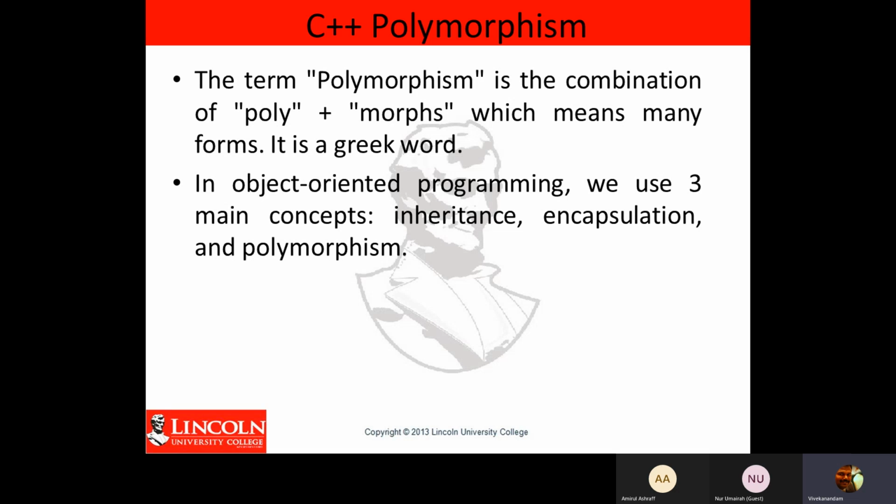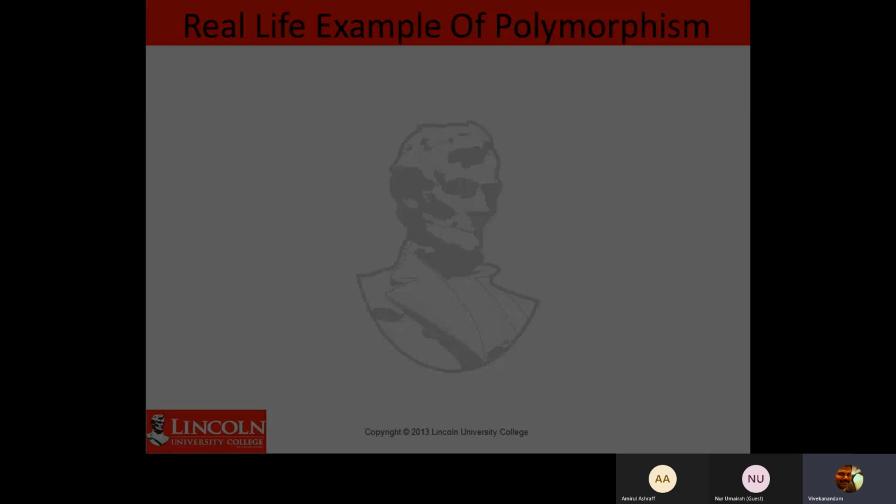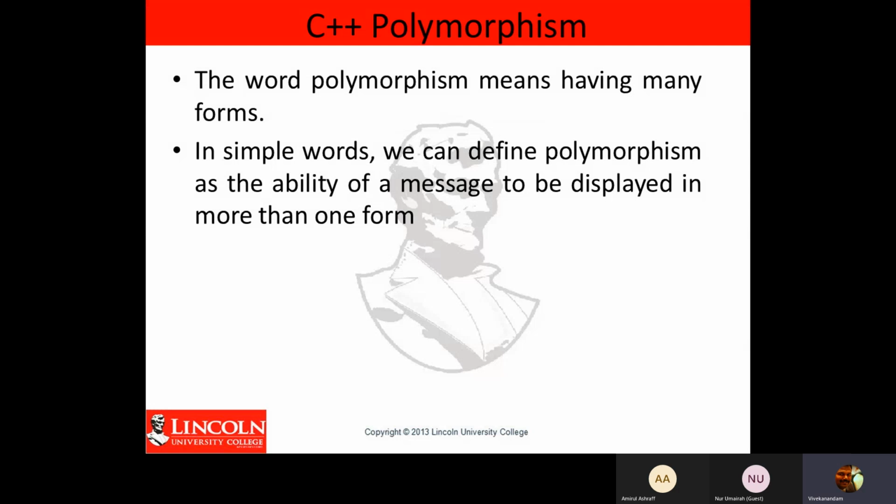In object-oriented programming, we have three main concepts: inheritance, encapsulation, polymorphism. The very important concept is polymorphism. The word polymorphism means having many forms. In simple terms, we can define polymorphism as the ability of a message to be displayed in more than one form.